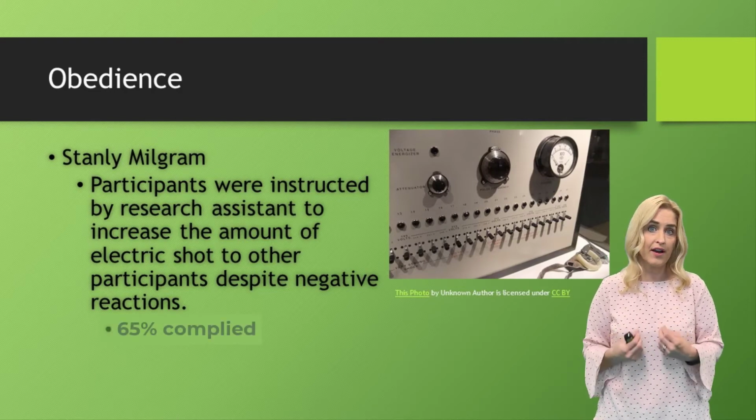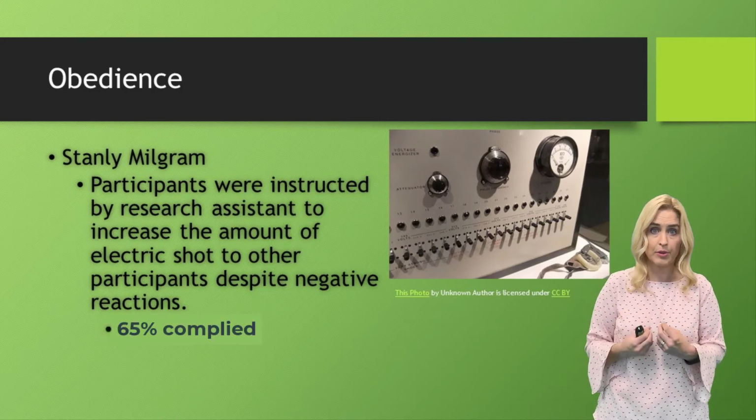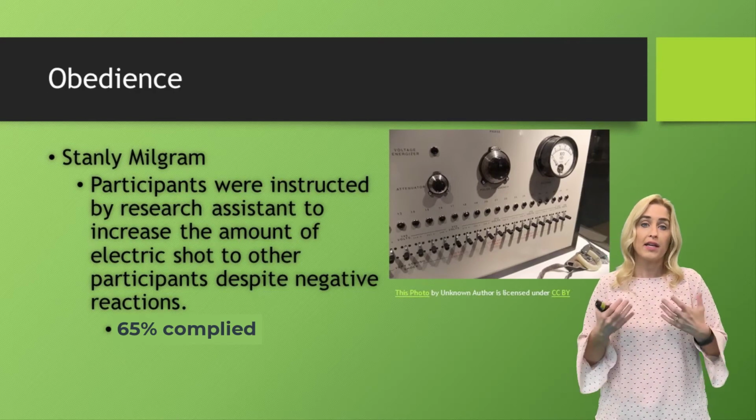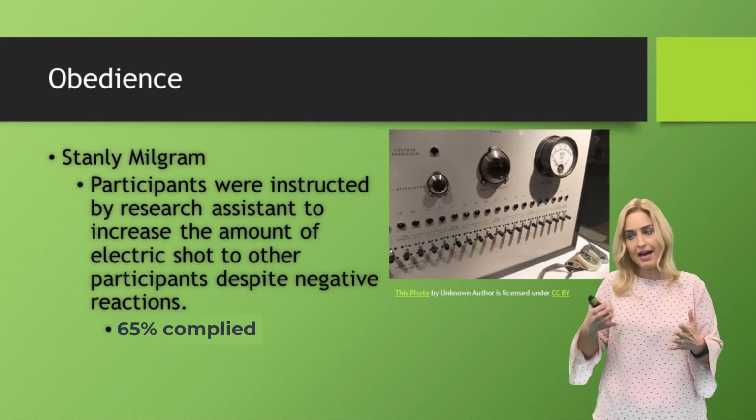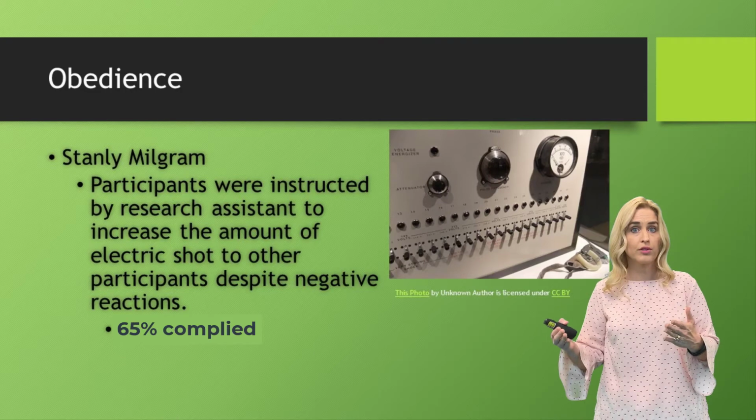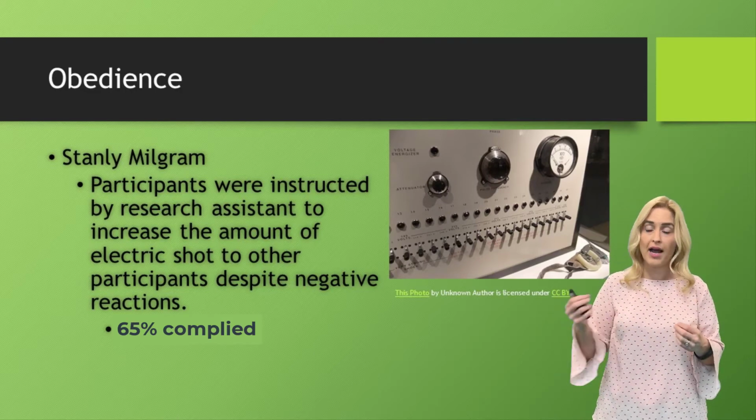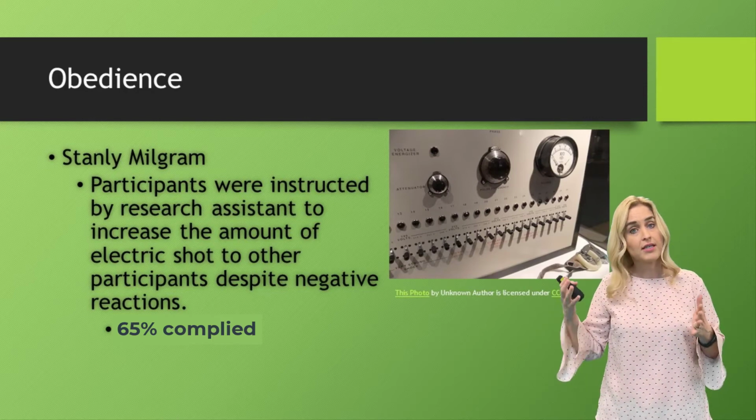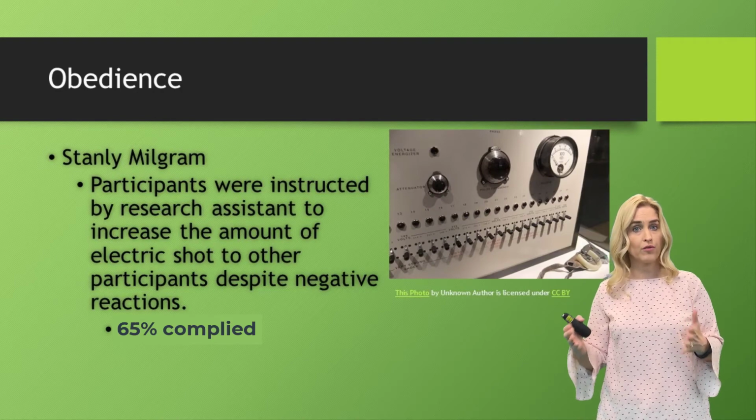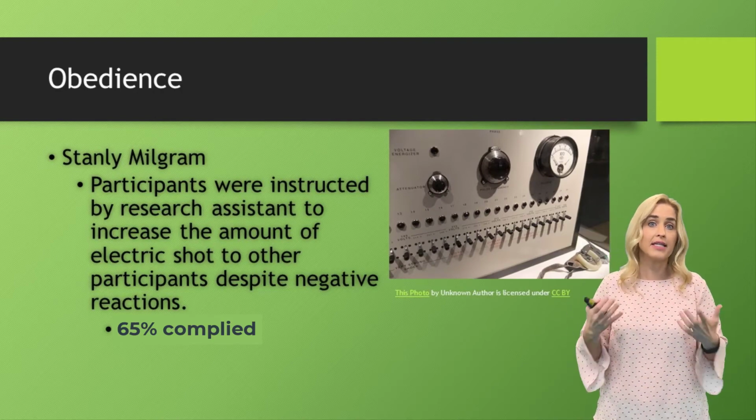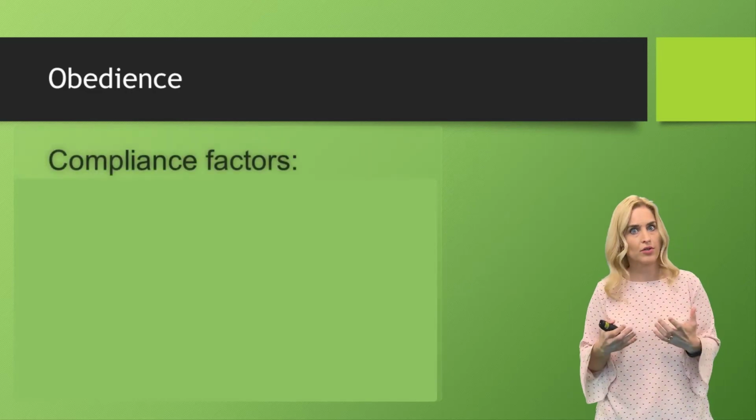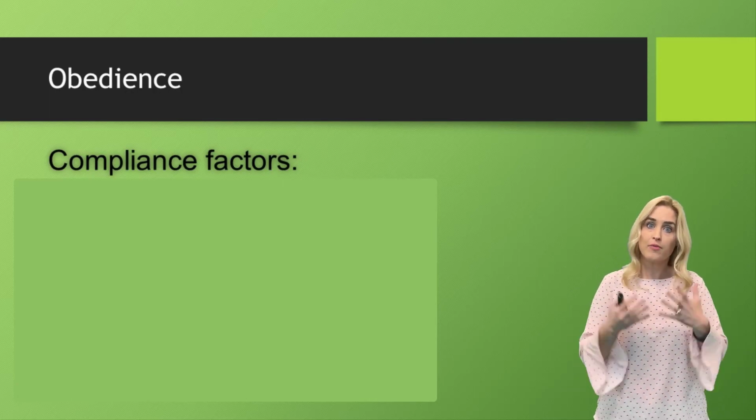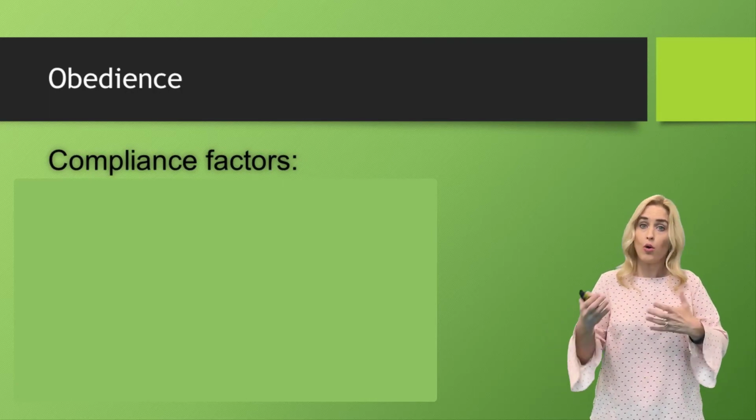However, over 65% of the teachers or the participants in the study went all the way to 450 volts. At the time, when they interviewed experts, they asked how many people would actually go all the way to 450 volts. Experts said less than 1% would actually go to 450 volts. And what Milgram found was that over 60% went all the way to 450 volts. He did this experiment 18 times to figure out what some of the factors are in why we obey authority. And he actually found that there are some factors into why we might obey or not obey.